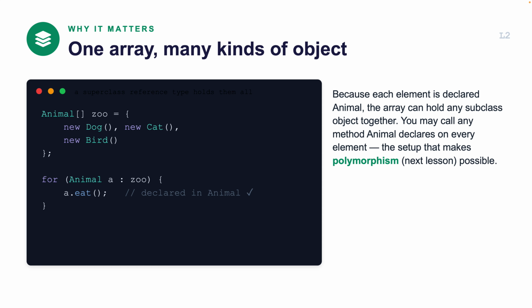Alright, let's see why all this is worth the trouble, because a parent reference can hold any subclass object. You can build a single array of the parent type and fill it with many different kinds of objects. Here, an Animal array holds a Dog, a Cat, and more, all sitting together. Then you loop through once and call the same method on each, and every object responds in its own way. That's the power of this approach. Write the loop once, and it works for every current and future subclass. This is the practical payoff of the declared versus actual type idea, and it's the doorway to polymorphism, which is the very next lesson.